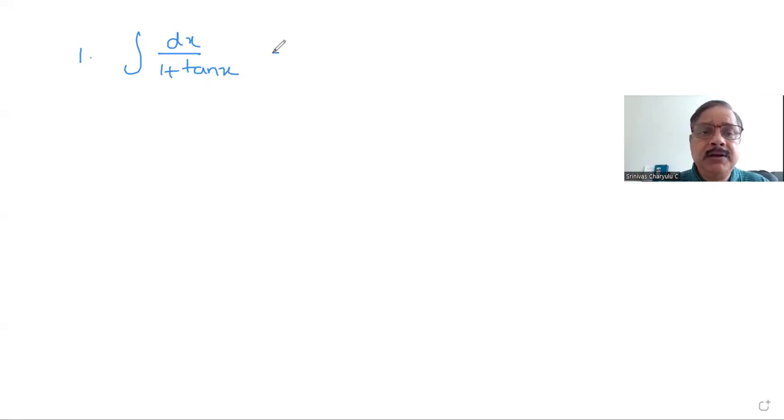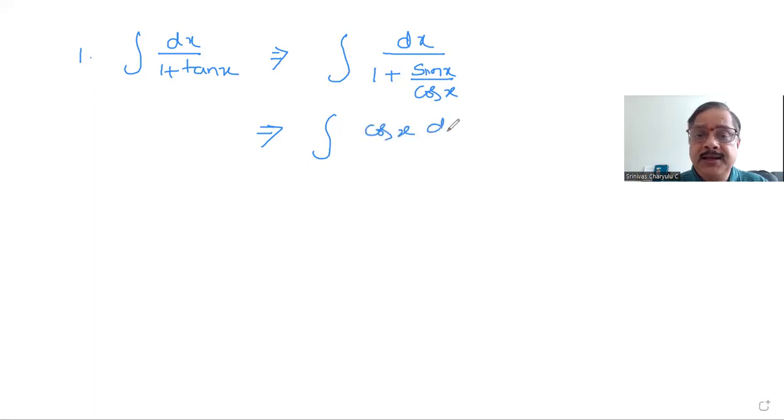This one we will do like this. Integral dx by, first we convert tan x to sin x by cos x. Then, after you find the LCM, cos x will go here, later this cos x goes to the top. So cos x dx divided by cos x plus sin x. This is what you are now having.